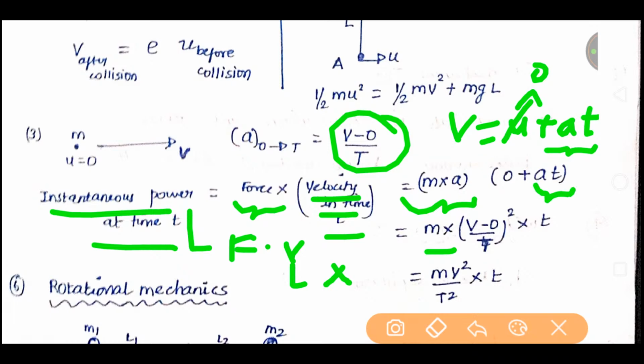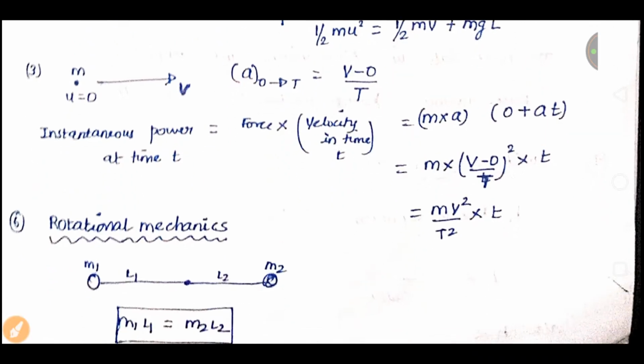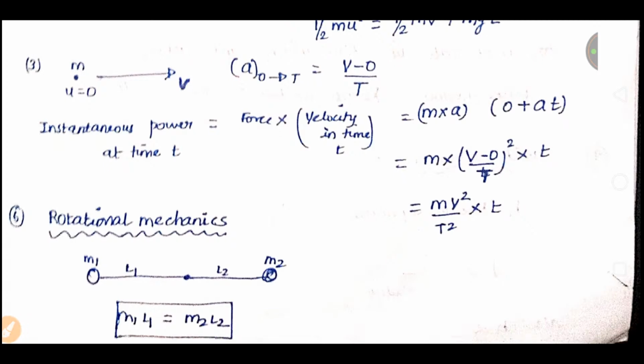So what is a square? V minus 0 by T the whole square. So simply what can we say? m v square by capital T square into t. This is a way to express instantaneous power at time t for this body of mass m.